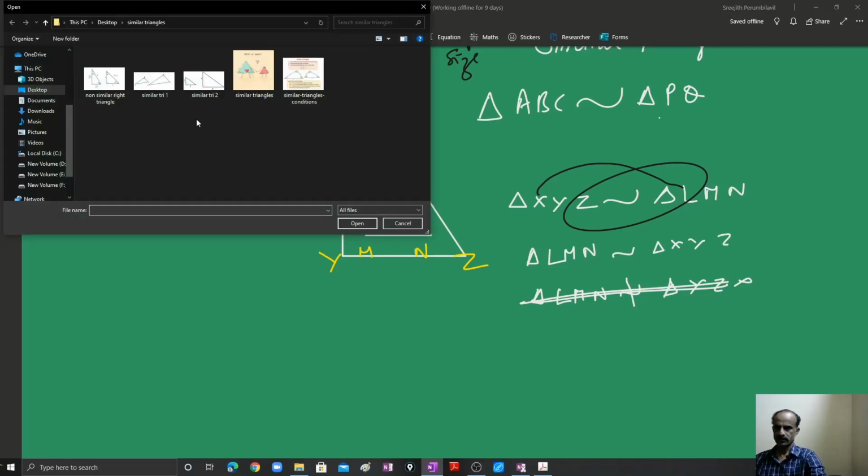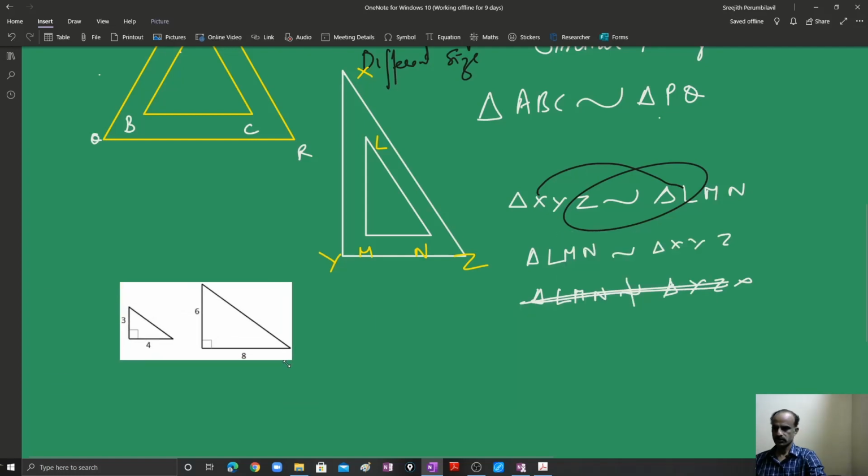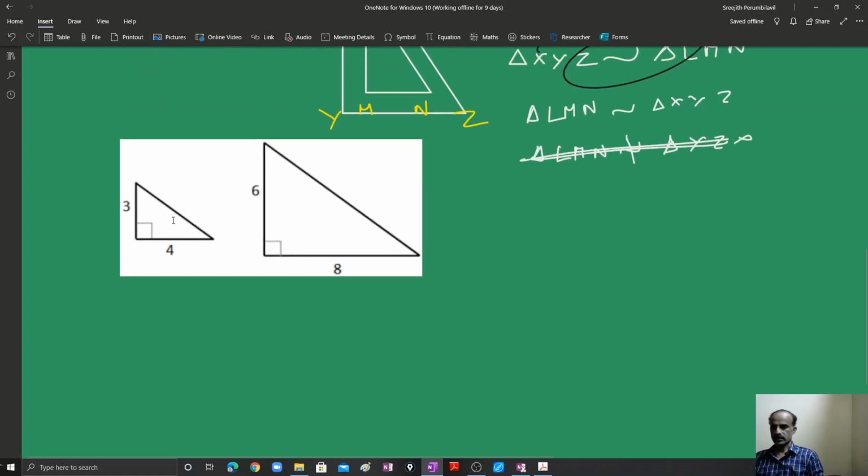Maybe, right? So I'll put up two figures here. I'll put up a right angle triangle here. Okay, I'll put it over here. How do these two triangles look? These two triangles are right angle triangles and they have the same shape. Am I right? Same shape, different size.